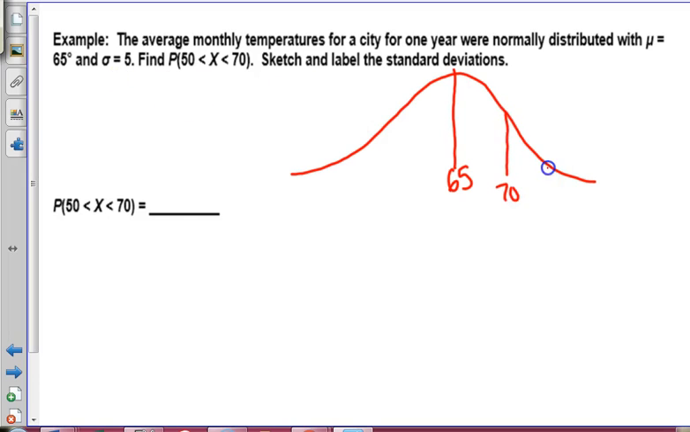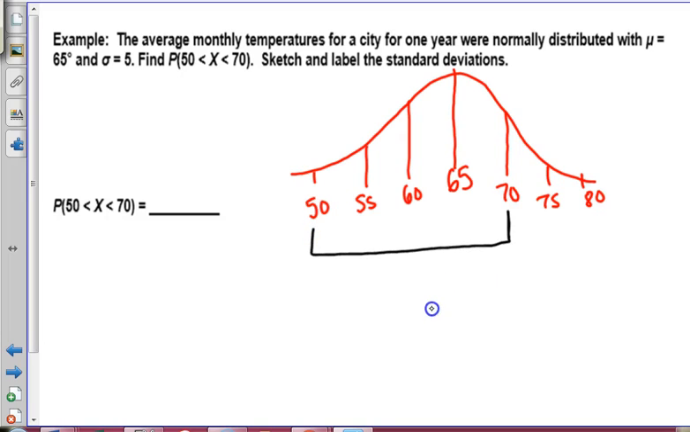So we have 70, 75, 80, 60, 55, 50. Okay, I don't draw well. Those are not even, but we're going to pretend. All right, find the probability that the temperature falls between 50 and 70. Pretty sure that's exactly the question we just did. But we're going to pretend.